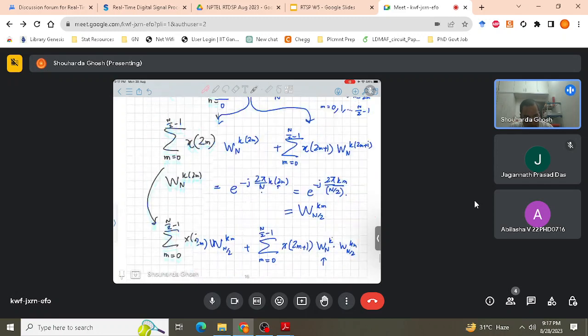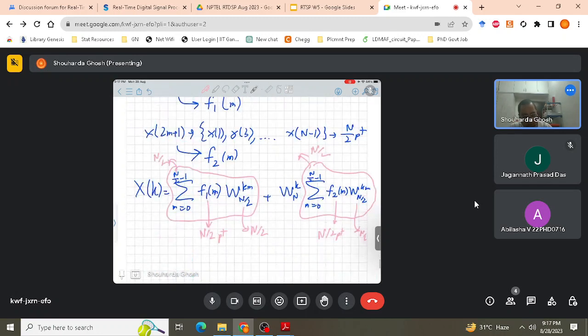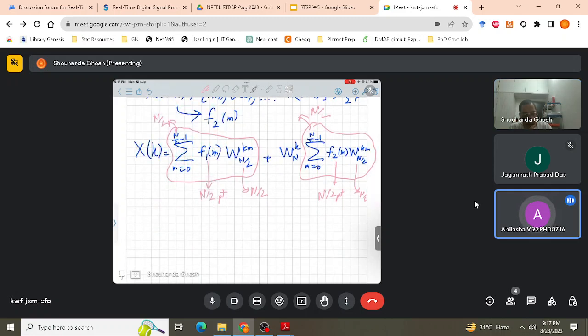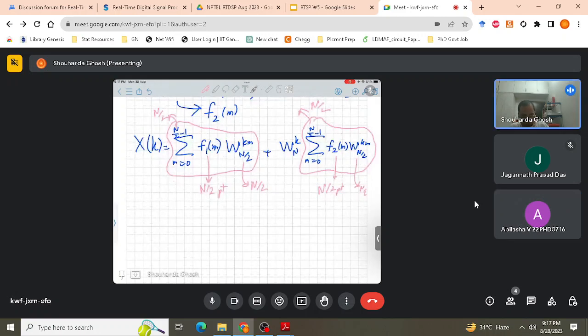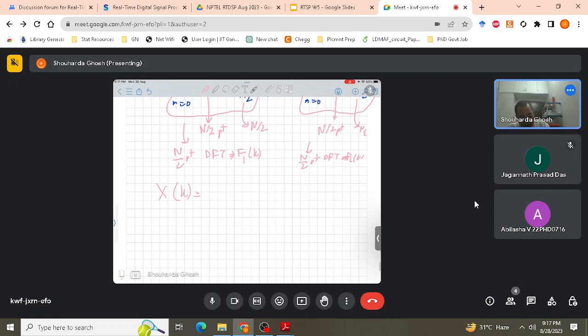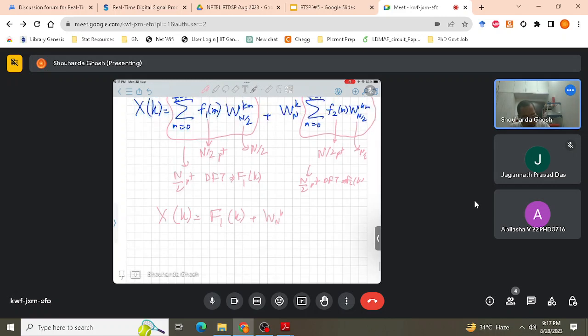We started with an N point FFT, and now what do we have over here? N by 2 point DFT, sir. FFT, DFT, you're correct. Okay, fine. So we ignore the term, but then we call it an N by 2 point DFT. Let's name this as f1 of k. And this one is also an N by 2 point DFT, f2 of k. So, what do we note over here? X of k is f1 of k plus W_N to the power k times f2 of k.